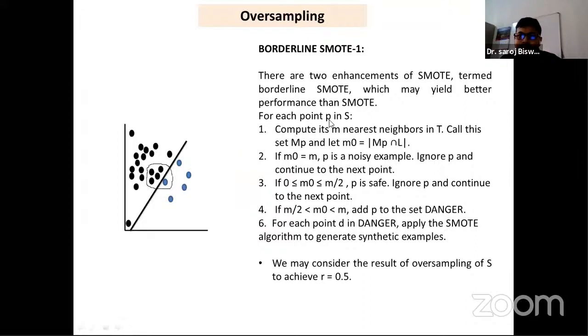For each point P in S, S means the minority region. For each sample, we have taken one of the samples. So for each sample, what we need to do? Compute its M nearest neighbors in T. T means what? The total data set. T equals S plus L, meaning minority class plus majority class.